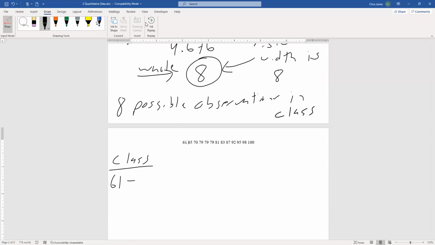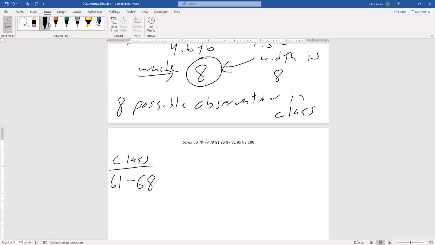Now, a lot of people would just add 8 because the width is indeed 8. But think about this and count it on your fingers. Go from 61 to 69 if you add 8: 61, 62, 63, 64, 65, 66, 67, 68, and 69. That actually means there are 9 possible observations and not 8. So we're not going to add 8, we're actually going to add 7, and that gives us 8 possible observations.